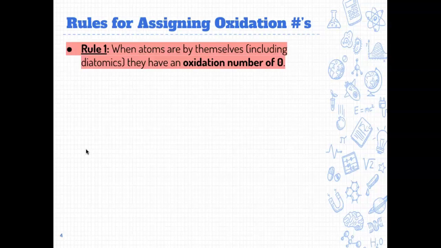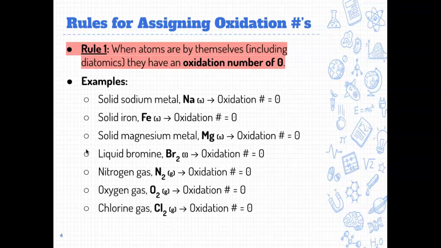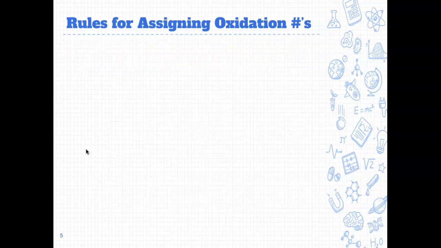Rule number 1, when atoms are by themselves, including diatomics, they have an oxidation number of 0. So, if we look at all of these, solid sodium, solid iron, solid magnesium metal, they're all going to have oxidation numbers of 0. Diatomic bromine or nitrogen or oxygen or chlorine, in those elemental forms, they're going to have an oxidation number of 0. So if you have an element in its elemental form, its standard form, so metals being solid, bromine's standard form is liquid, they're going to have oxidation numbers of 0.